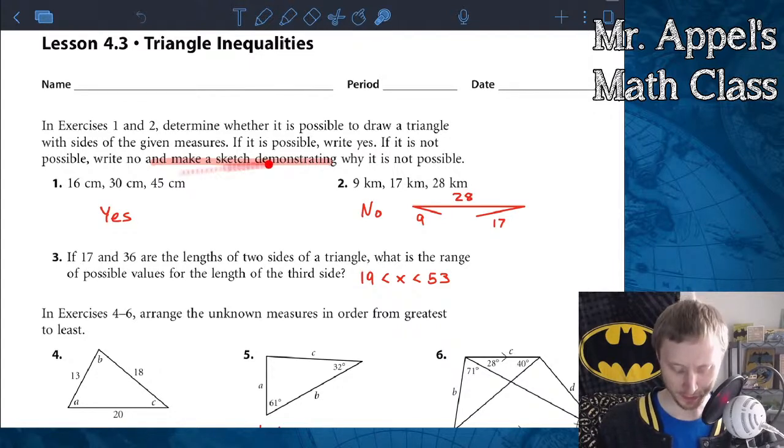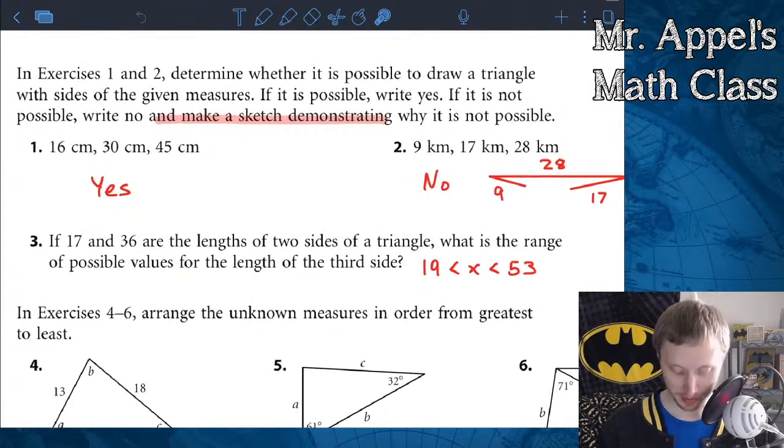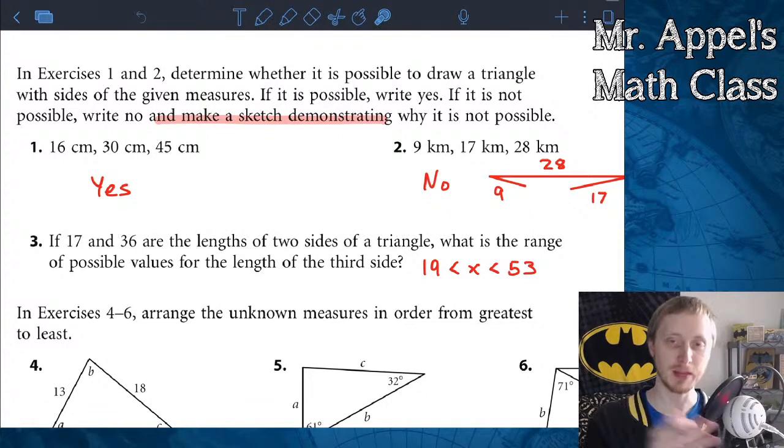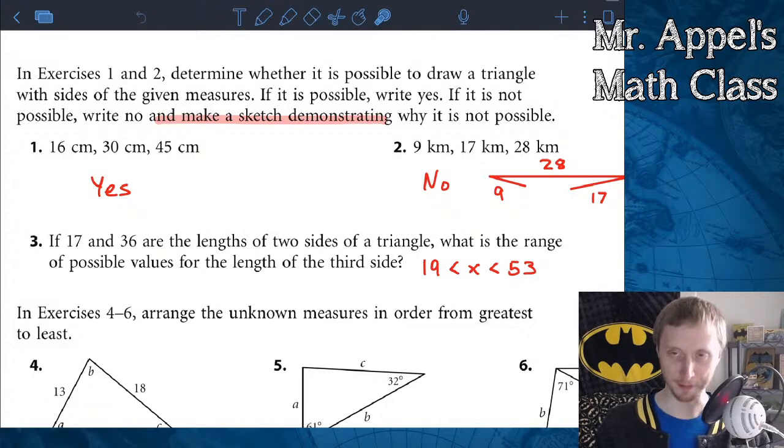So the first few is the triangle possible. 1 is yes, 2 is a no. And you can put a quick sketch such as this together showing that these two numbers are way too short to add up to that one. And 3 is a little bit different. 3 gives you two sides and says what's the range of possible values? What's the maximum third side we could have and what's the minimum third side we could have?